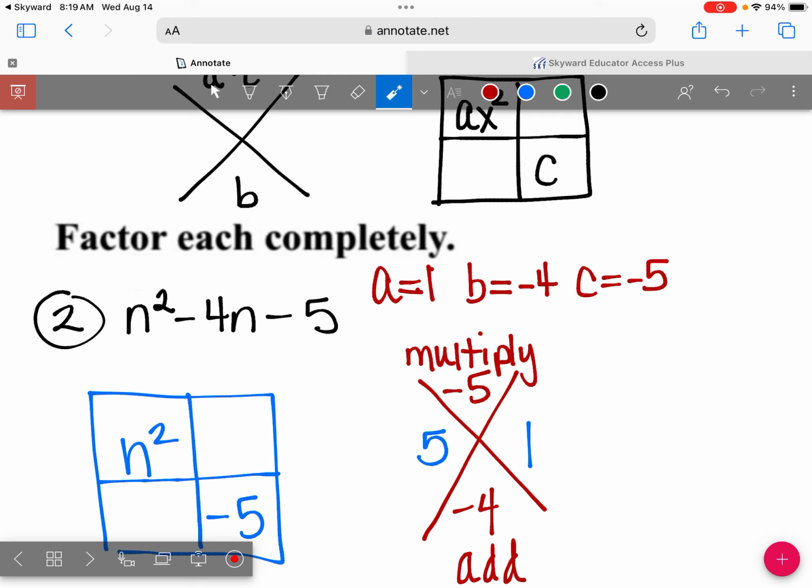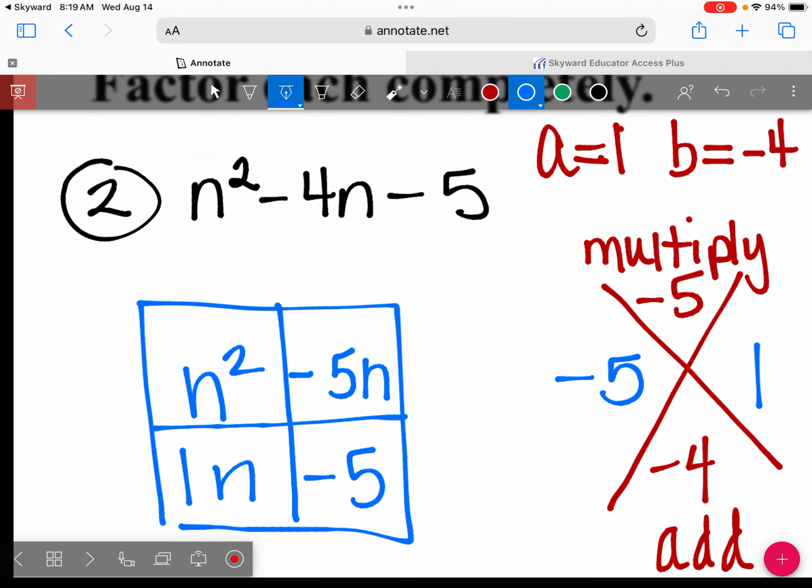So I'm going to tell you the trick. Whatever this sign is, this sign, which is negative, that's always going to match the sign of the biggest number. So because 5 is bigger than 1, I know that this 5 has to be negative. So now we're going to put that -5 and the +1 in the other two squares and take out your greatest common factors.